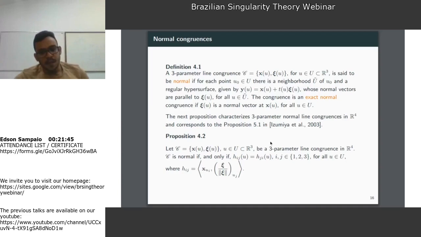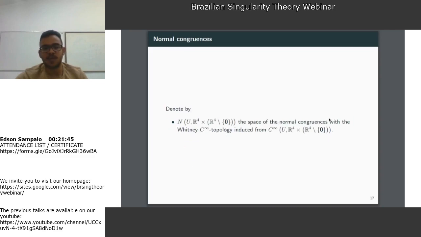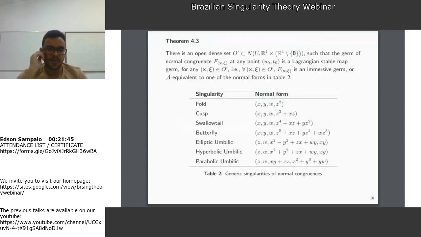Taking this into consideration, we denote by N the space of normal congruences with the Whitney C-infinity topology induced by the topology here. And then we obtain this theorem, which asserts that there is an open dense set O' in the space of normal line congruences, such that the germ of normal congruence f_xc at any point is a Lagrangian stable map germ for any (x, c) taken in O'. That is, for all (x, c) in O', f_xc is an immersive germ or equivalent to one of these normal forms. These are the same normal forms that I showed in the case of Lagrangian singularities.